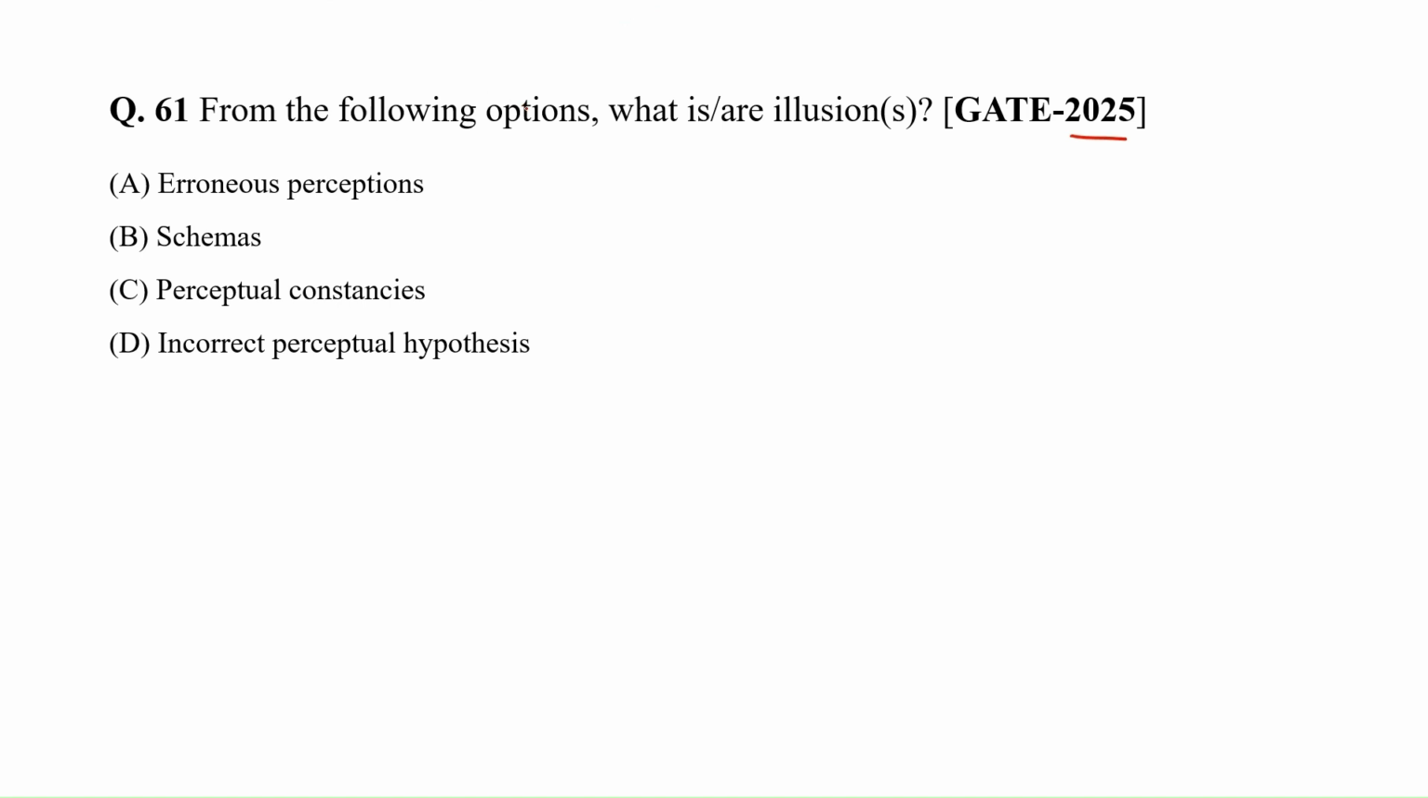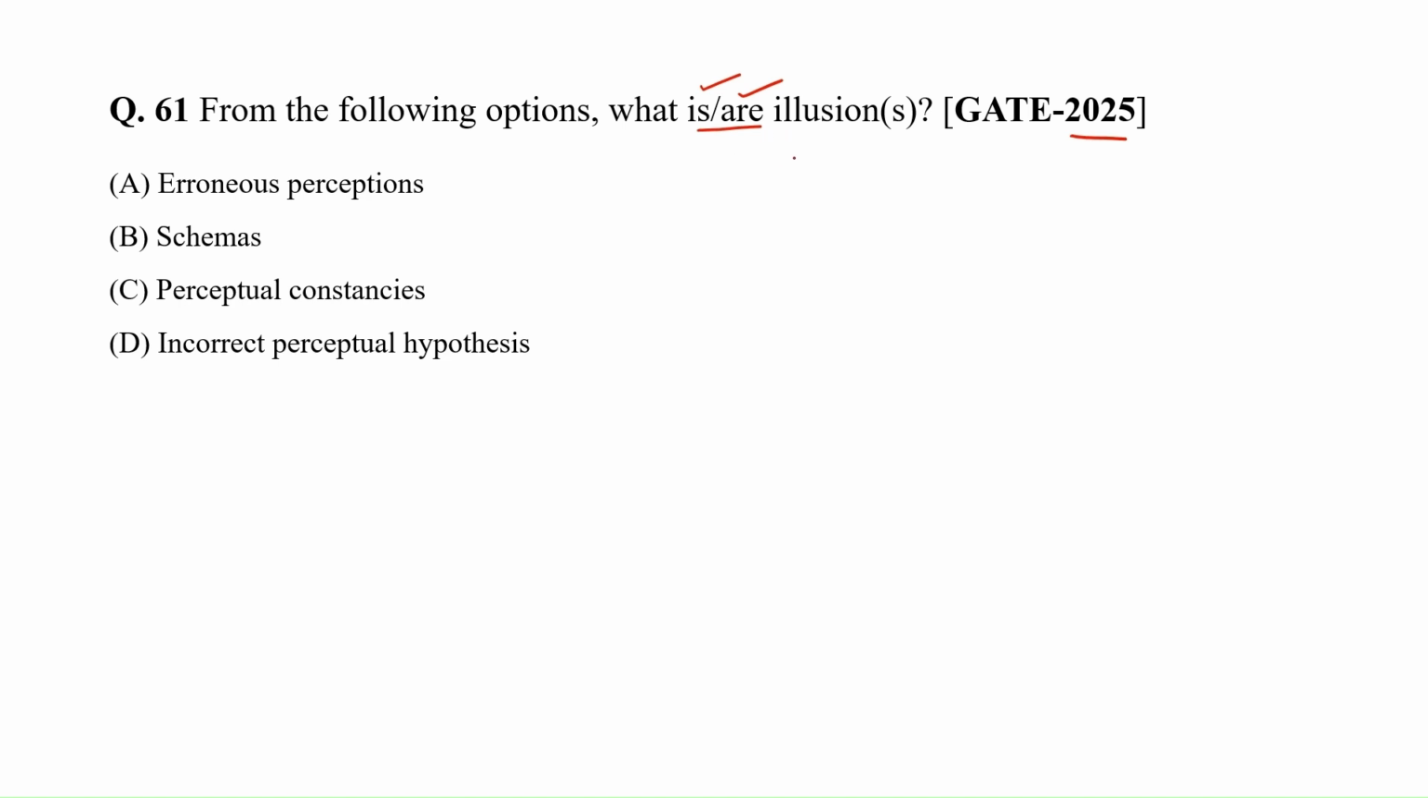From the following options, which is or are illusions? So this can be a single select question or a multiple select question also. That's why they have mentioned it in this way. So we should read all the options carefully and decide if it's a single answer or more than one answer are present. They have asked which of the following is or are illusions.